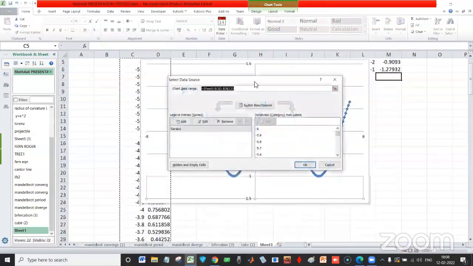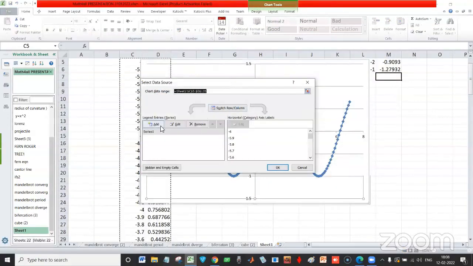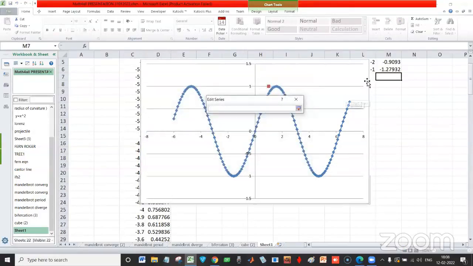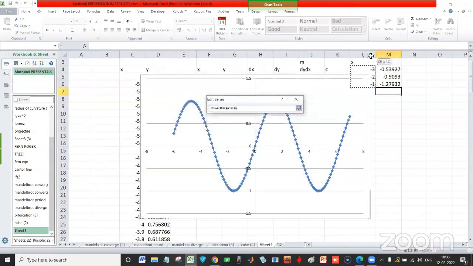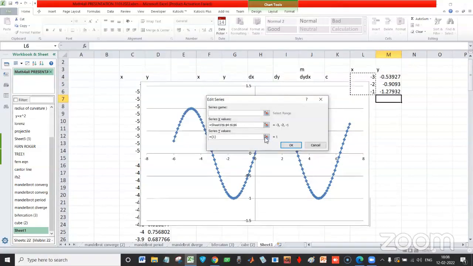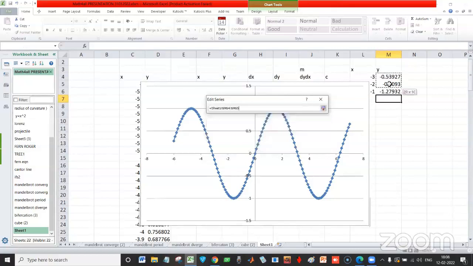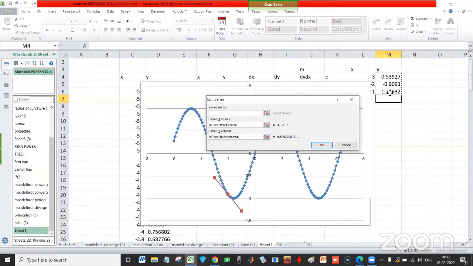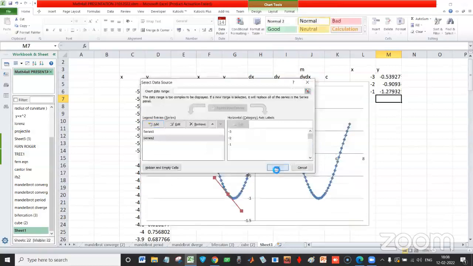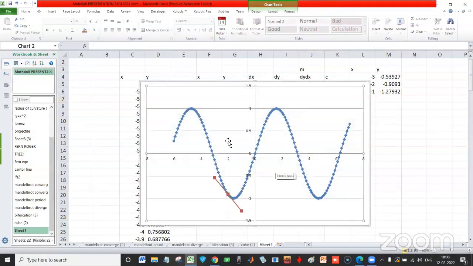Select data. In the same chart, I will add another series, and then this is the x values and this is the y values. So as I told, it will be a downward line. You can see that at minus 2 here, this is a downward line.